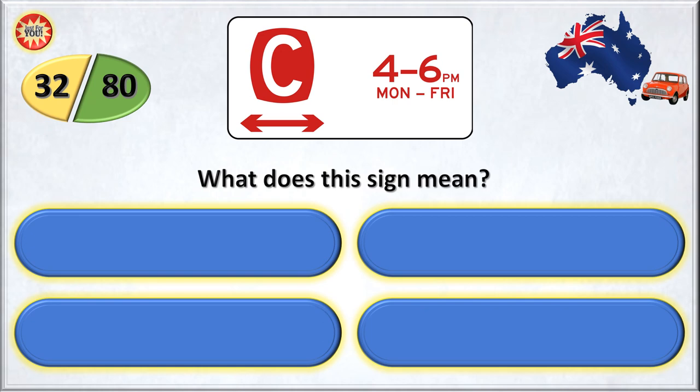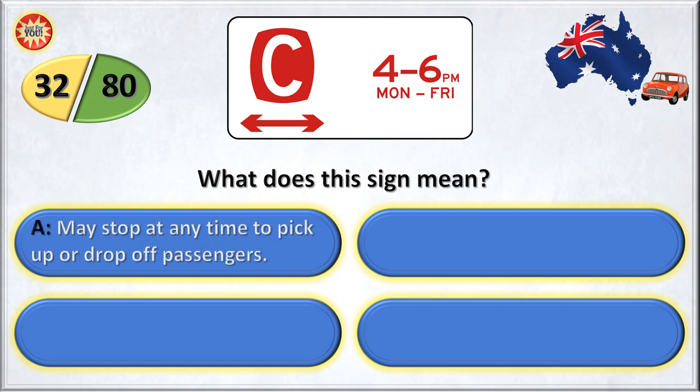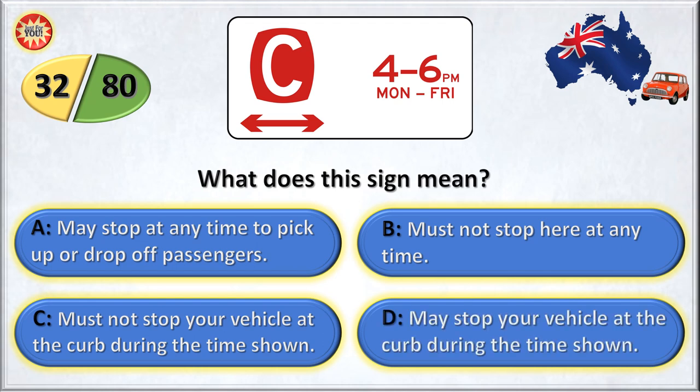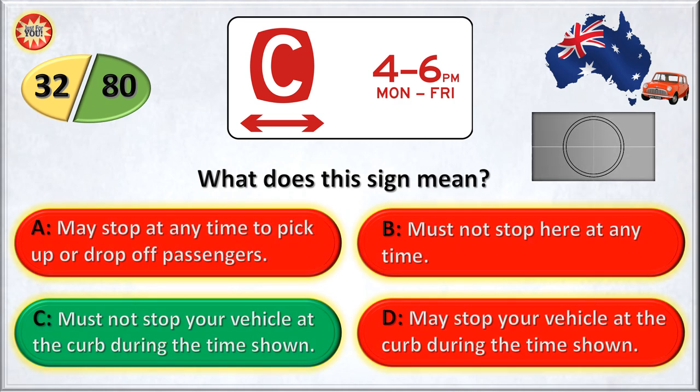What does this sign mean? May stop at any time to pick up or drop off passengers. Must not stop here at any time. Must not stop your vehicle at the curb during the time shown. May stop your vehicle at the curb during the time shown. Must not stop your vehicle at the curb during the time shown.